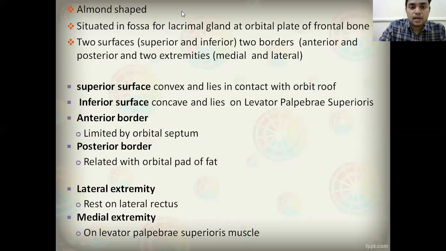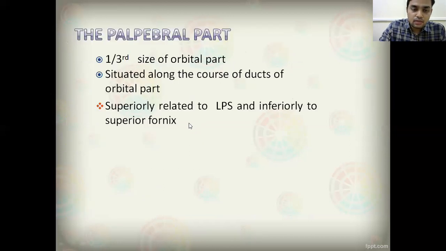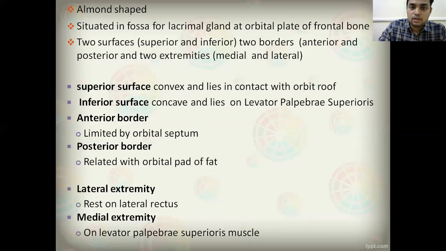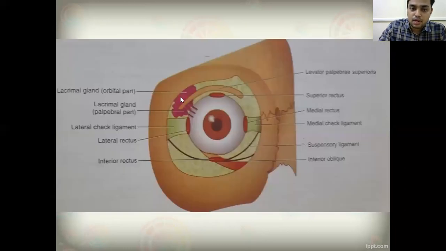So this is about the orbital part of the lacrimal gland. Coming to the palpebral part, it is smaller in size when compared to the orbital part. It is around one third of the size of the orbital part and situated along the course of the ducts of the orbital part. Here, this is the orbital part from which the ducts travel to the palpebral part, and this palpebral part is present along the course of the ducts of the orbital part.